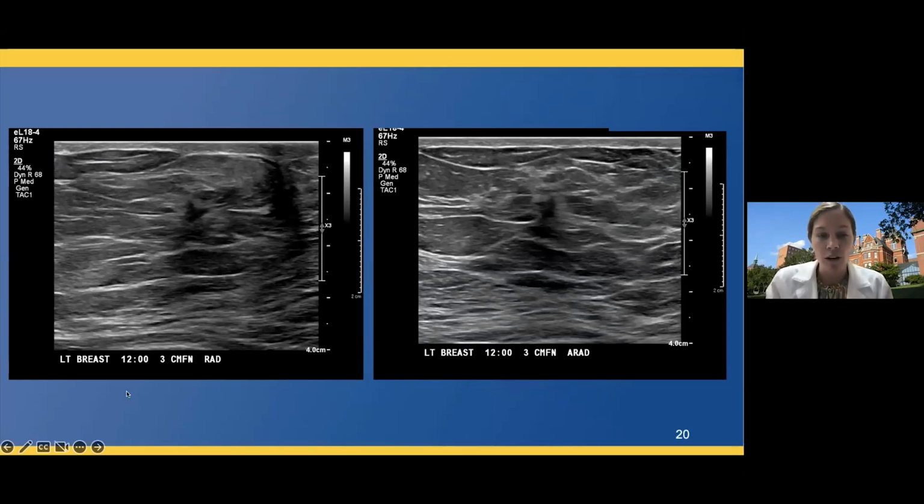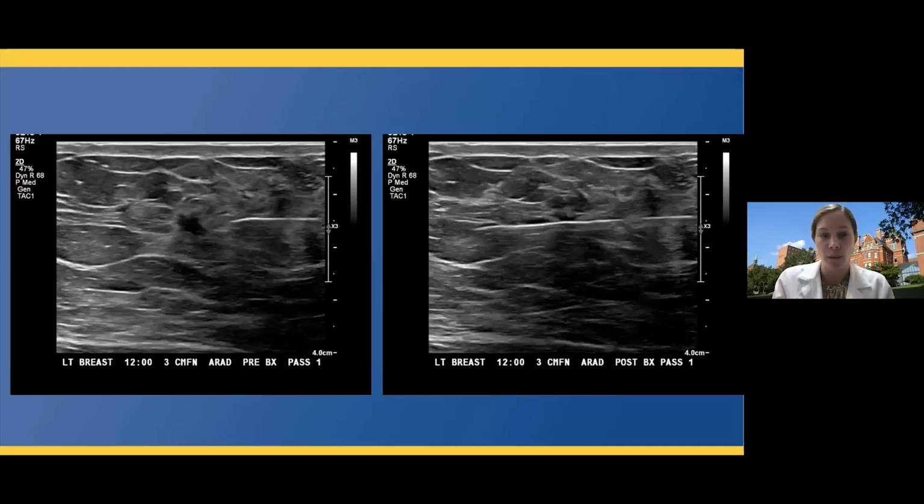It's at the 12 o'clock position, 3 centimeters from the nipple. And there is a small irregular hypoechoic mass with angular margins. This looks a similar shape as that mass that we saw on mammogram. Seems to be in the right position. So we would choose now to do the biopsy using ultrasound.